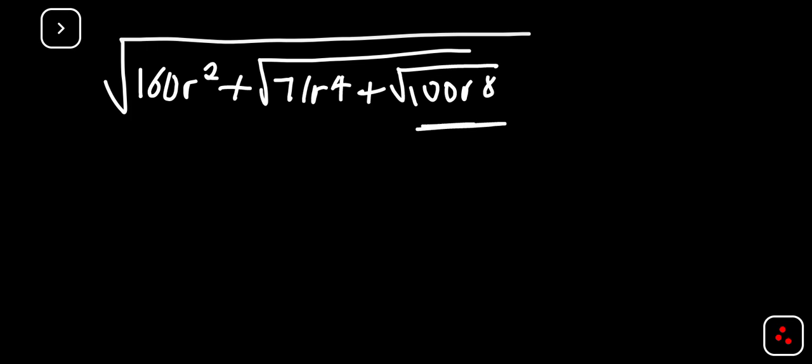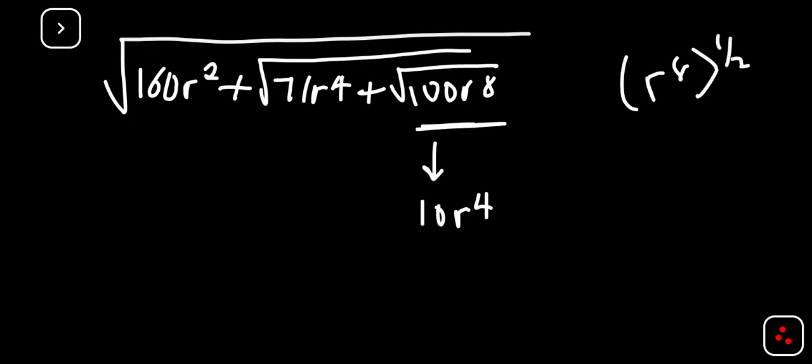This is the root of 100r to the power of 8. The root of 100 is 10. The root of r to the power of 8 is r to the power of 4. Now you know this because from indices, the square root of r to the power of 8 is the same thing as finding the power of 1 over 2. And then if you distribute, you have r to the power of 8 over 2, which is the same thing as r to the power of 4.